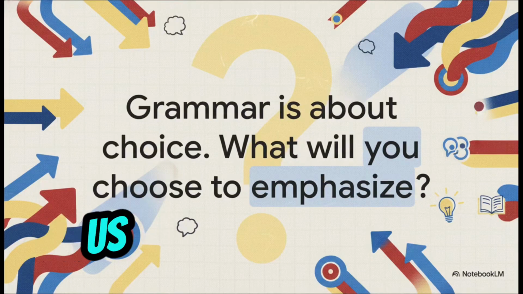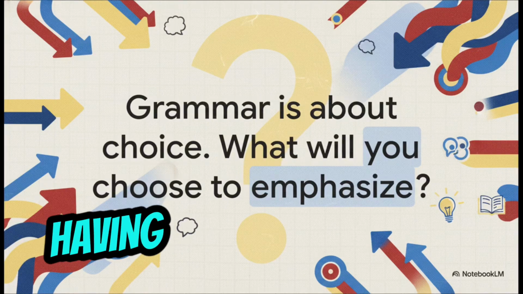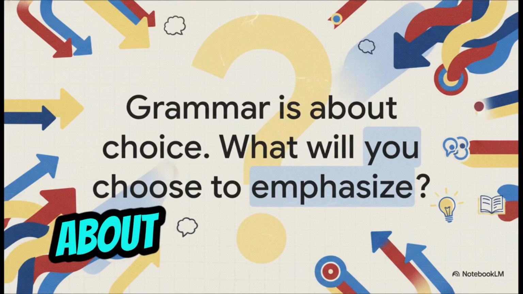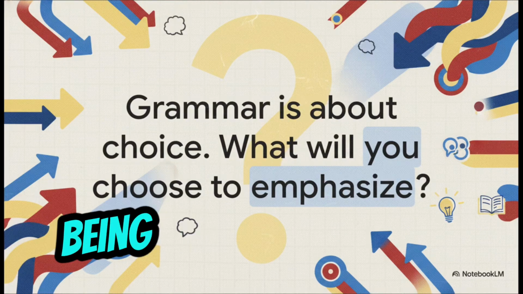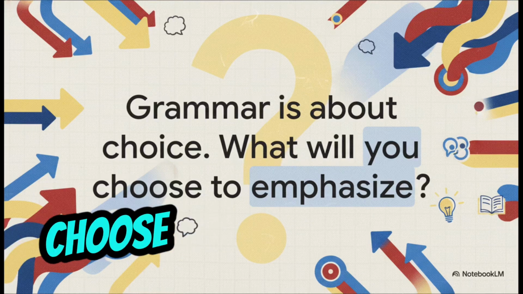And that really brings us full circle. What we've seen today is that advanced grammar isn't about memorizing a bunch of boring rules. It's about having more choices. It's about deciding what you want to put in the spotlight. So it's not just about being correct. It's about being intentional. It's about being a powerful communicator. Now that you know the options, what will you choose to emphasize?